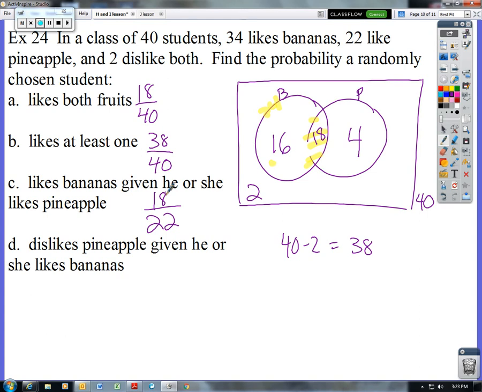D, dislikes pineapple given he or she likes bananas. So here's all the banana eaters. 16 plus 18 is 34 of them. Now of these, how many dislike pineapples? That's going to be 16 of them. And of course we would reduce all these if we wanted to take the time to do that.